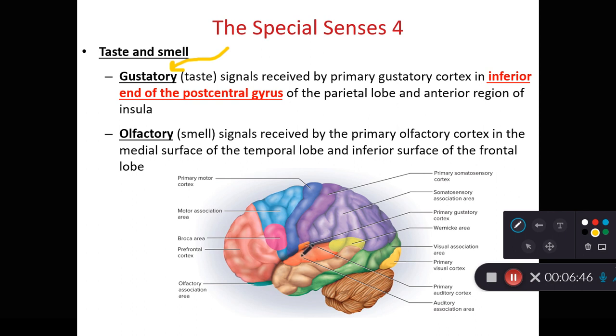would be the... yes, shown in this figure in orange. I was right on top of it. It's the primary gustatory cortex. Sorry about that, guys. We also have our olfactory, or our sense of smell.